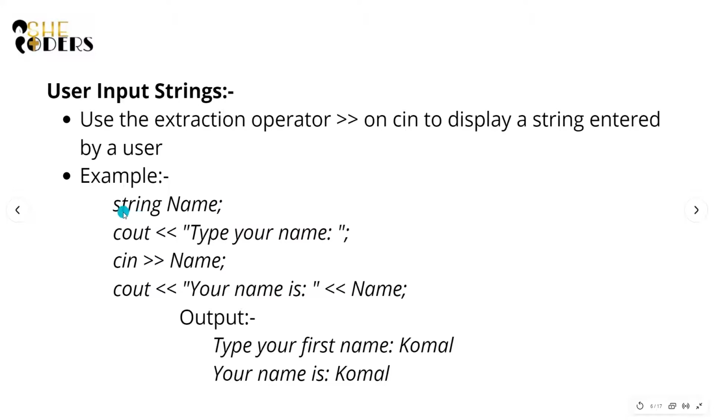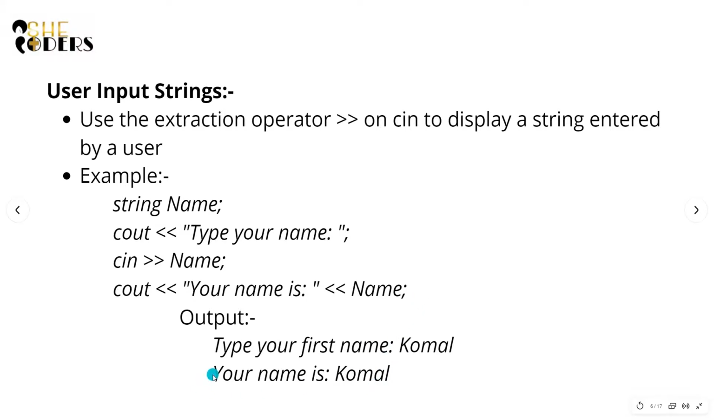Like for example here, string name. We have declared a string variable with the variable name, that is name here, and we will be asking the user to type his or her name, and whatever input the user gives, we will be storing in the name variable. So whenever we give the output, for example here, the user Komal will be entering her name, and your name here, Komal, will be the output.